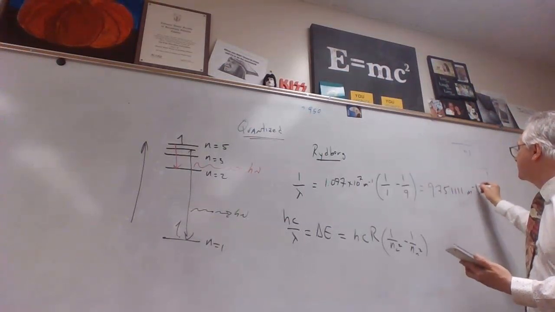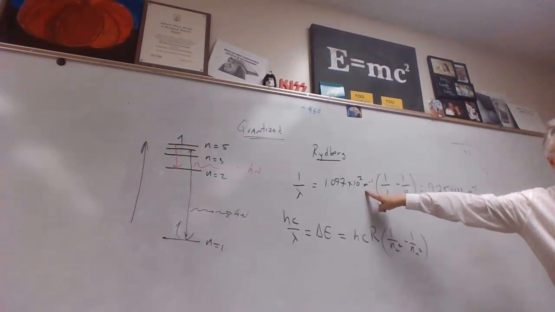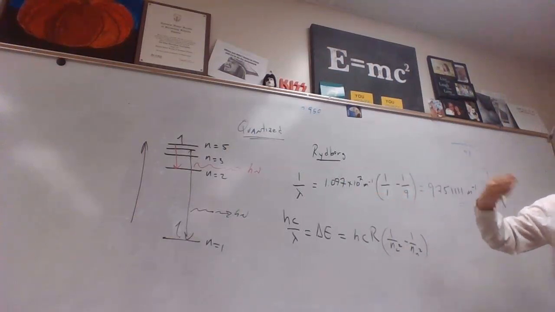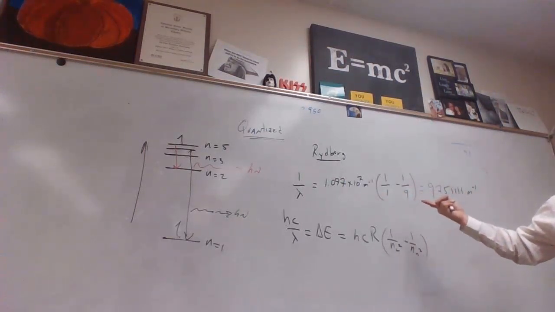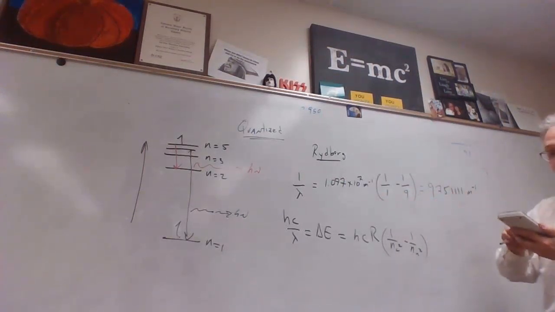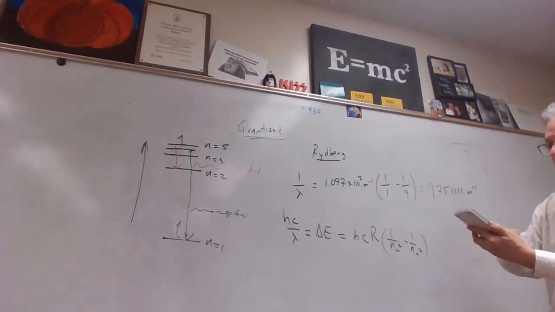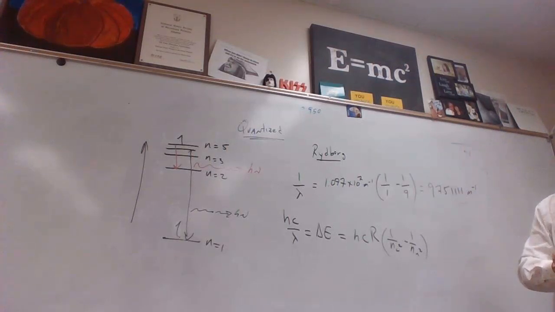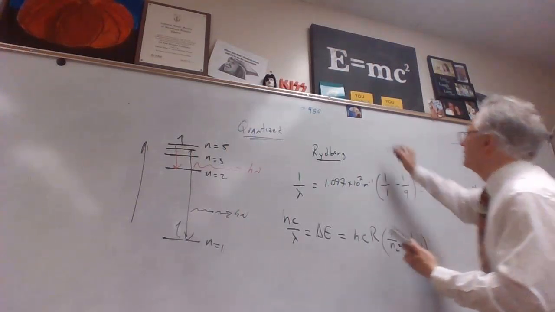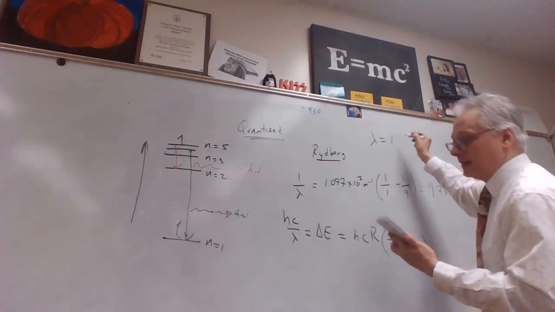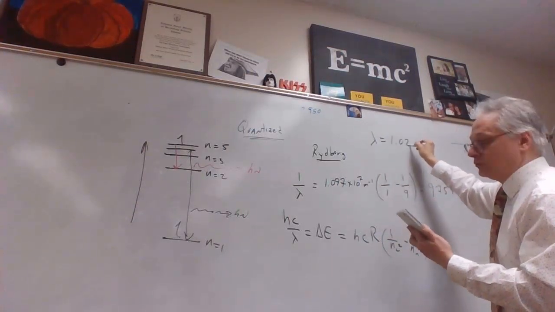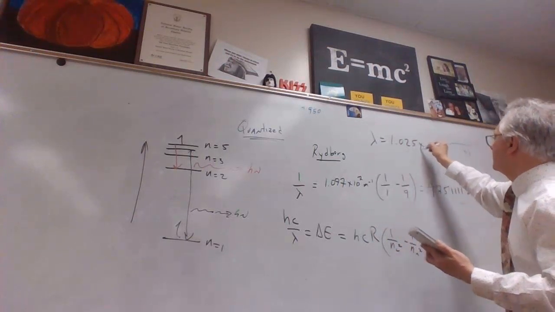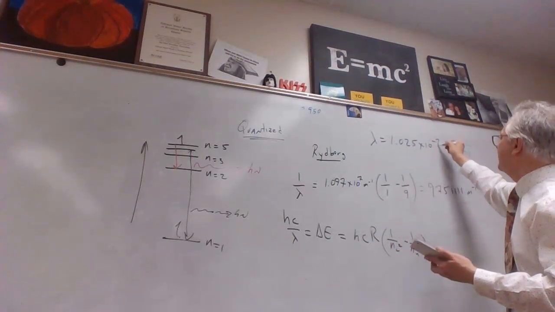975.1111 meters to the minus 1. It's important that you understand that unit. Now what we have to do is raise that to the minus 1 power. So I'm going to go my little caret here, -1, that's reciprocating it. You might have an x to the minus 1 button on your calculator. And I get a value of, my wavelength is 1.025 times 10 to the minus 7 meters.